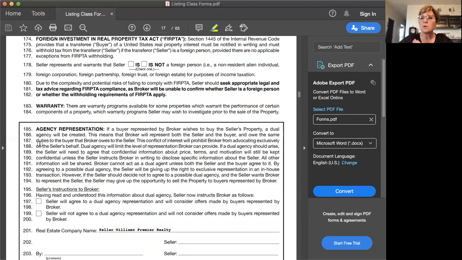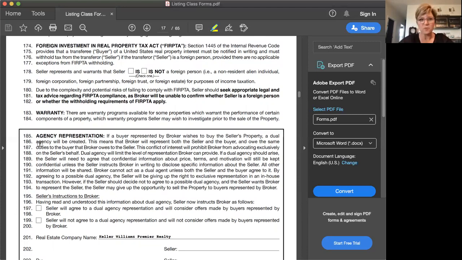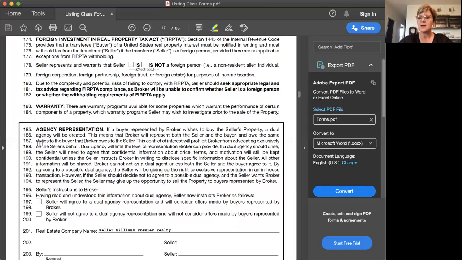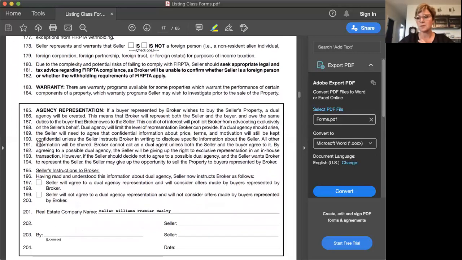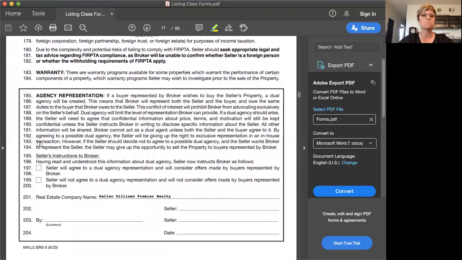And the whole reason for this, if you guys are not aware of what FIRPTA is or this act, is it was enacted because foreign individuals would sell a property and then head back to the country they're from without paying the US government. And the US government says, well, we still need our money. So, hey, Mr. Buyer, you own the property now. Now you're going to pay it. Right? So we want to make sure that we're telling everybody what the situation is so that the seller is paying those taxes.